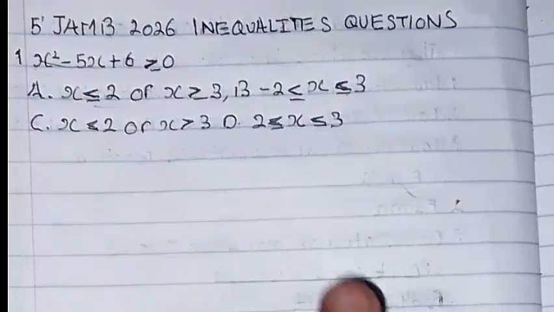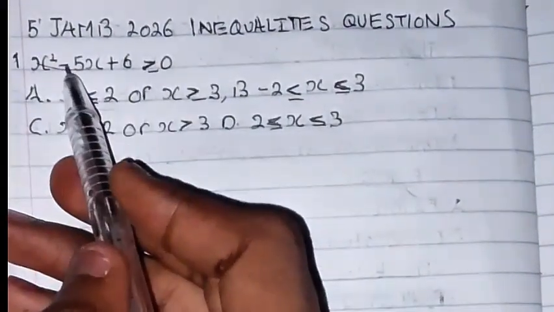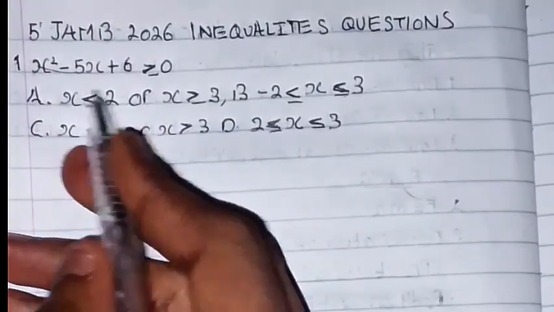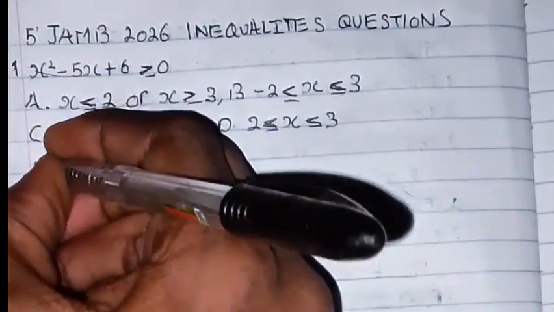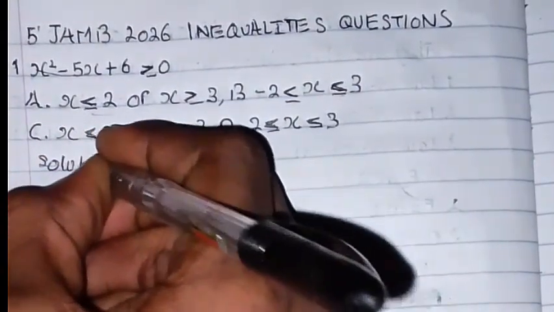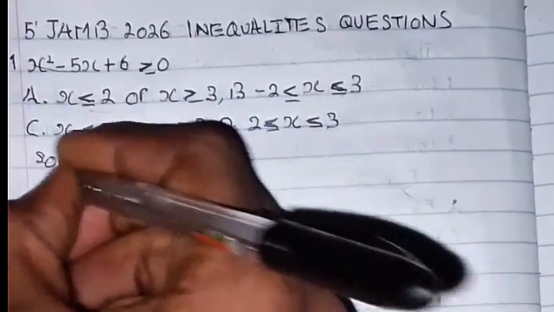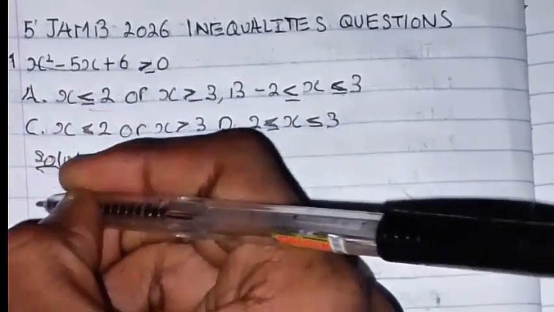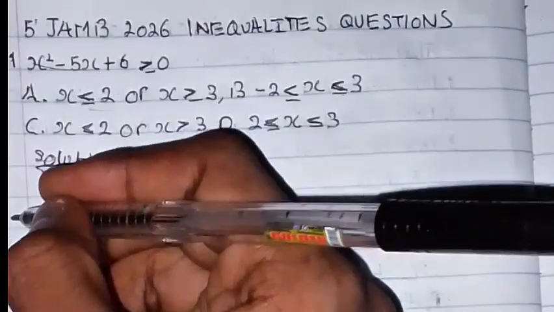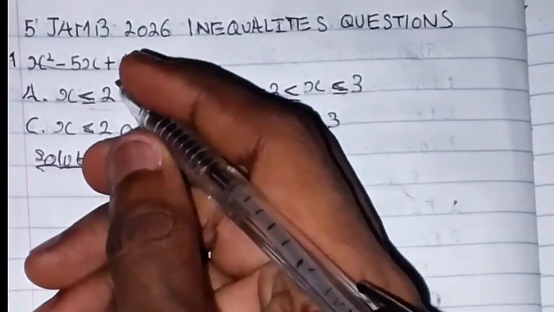Now, first off, this is a quadratic equation. Our first goal is to find the roots of the equation. Let's go. Solution. To get the roots, I can use different methods: factorization, completing the square, or the quadratic formula. In this case, I'm going to use the factorization method.